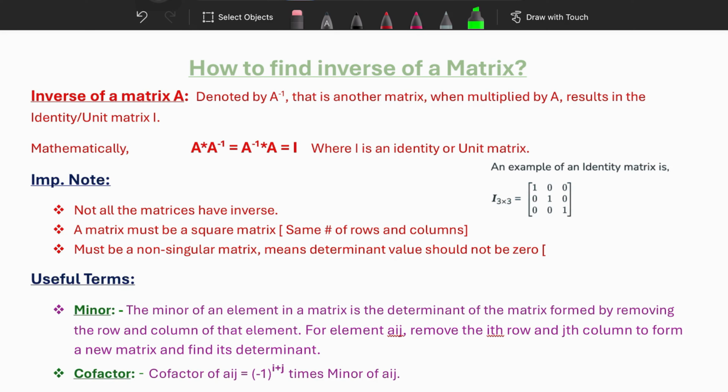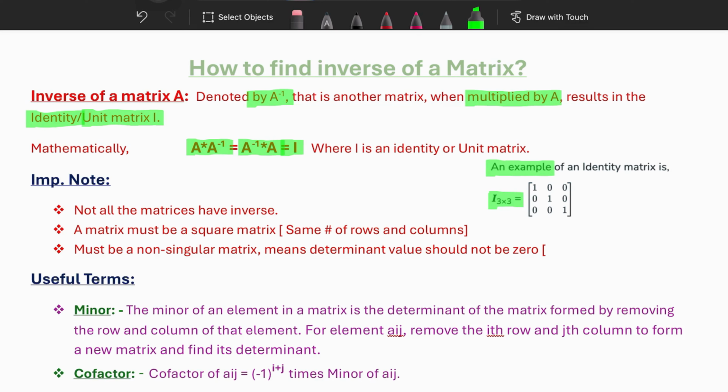Let's start. The inverse of a matrix is denoted by A inverse, and it is another matrix. When multiplied with the matrix A, the result is the identity matrix, sometimes called the unit matrix I. Mathematically, A times A inverse, or A inverse times A, is equal to I. That's the unit matrix. For example, the identity matrix of order 3 has 1, 1, 1 on the diagonal, and all other entries are 0.